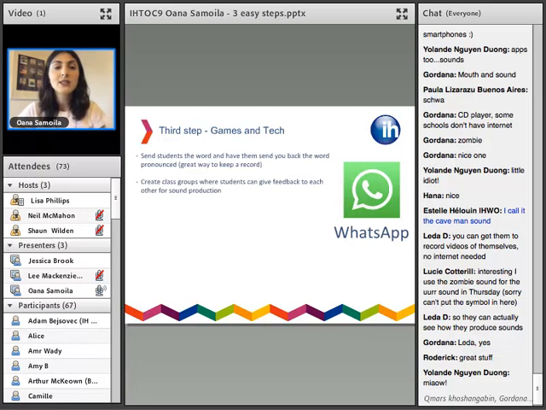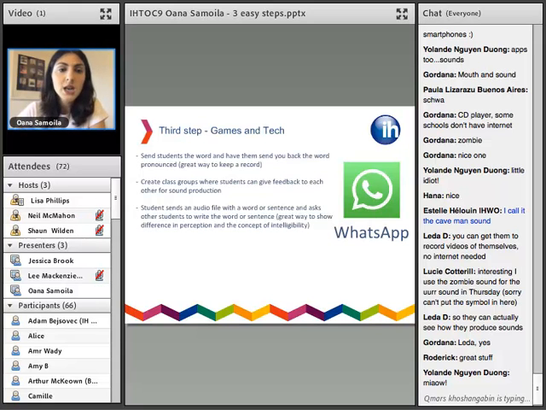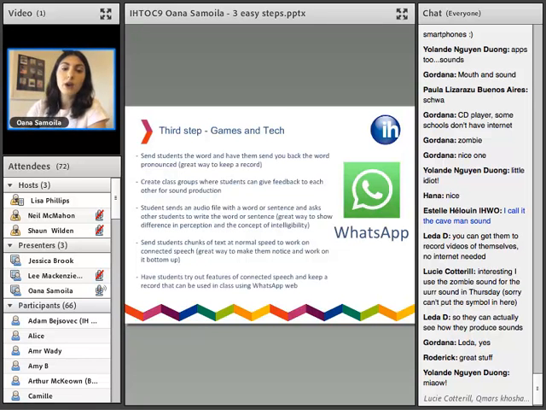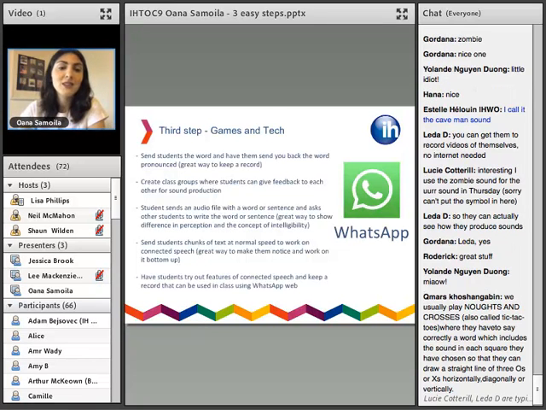Now, what I do with WhatsApp is I send students the word and have them send it back pronounced. Great way to keep a record. I create class groups where students can give feedback to each other for sound production. Students can send an audio file with a word or sentence and ask other students to write the word or sentence. Great way to show difference in perception and the concept of intelligibility. Send students chunks of text at normal speed to work on connected speech. Great way to make them notice and work on it bottom up. And finally, have students try out features of connected speech and keep a record that can be used in class.